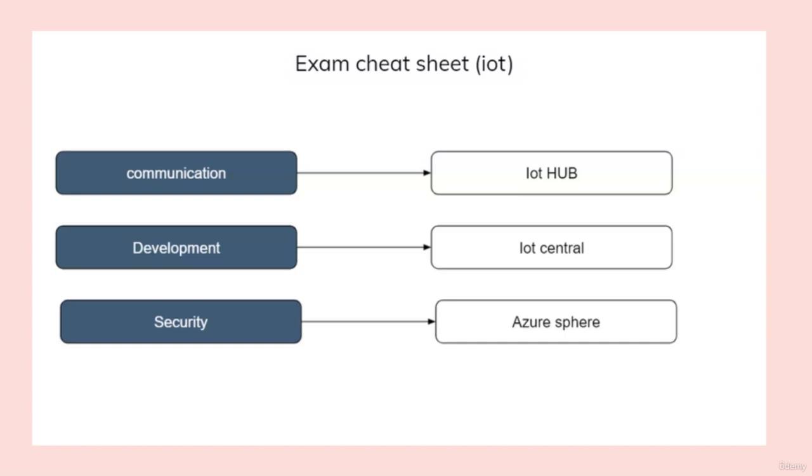I won't talk in depth about them, but you can refer to the course that I have uploaded on the platform. So yes, this is a cheat sheet for IoT. If communication is your purpose, go with IoT Hub. If development is your purpose, go with IoT Central. And if security is your main concern, go with Azure Sphere.